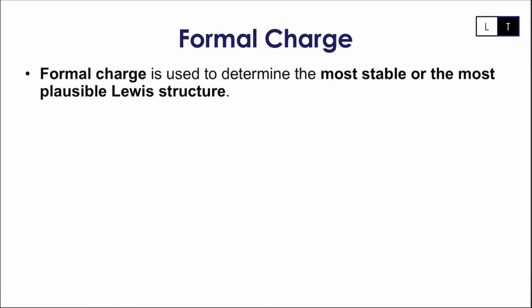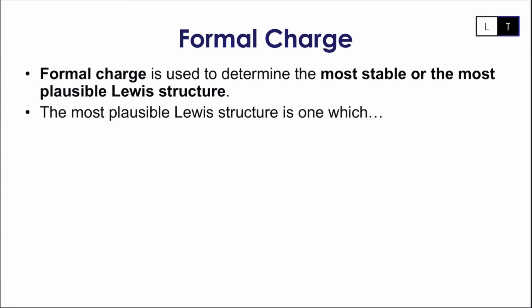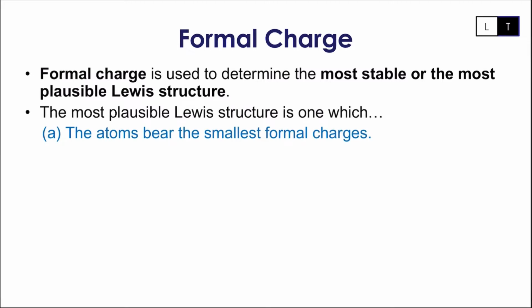So we are going to use three factors in order for us to choose the most stable Lewis structure, or in another word, the most plausible Lewis structure. So maksud term plausible ni dia sama dengan the most stable. Okay. And as I mentioned, ada tiga factors that you have to use in order to choose the best Lewis structure. The first factor is the atoms bear the smallest formal charge, which is close to zero.